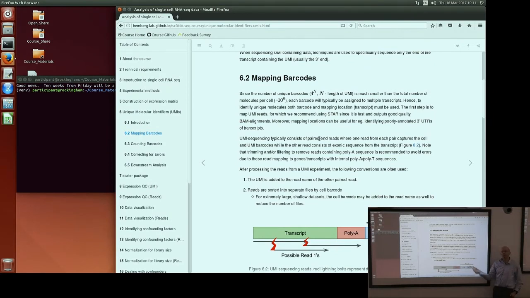Yeah, exactly. So the barcode will typically have 2 components. One part which is unique to the cell, and one part which is unique to the transcript.